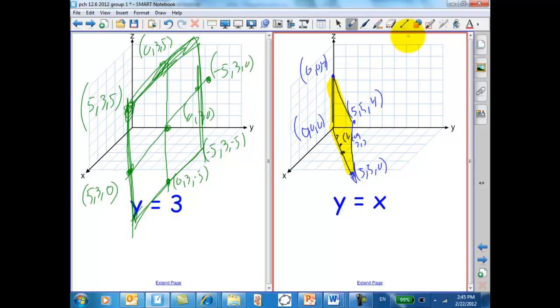What do all these have in common? They don't have a common x or y coordinate. They always have y equals x. So y equals x is the equation of a plane again, not a line.